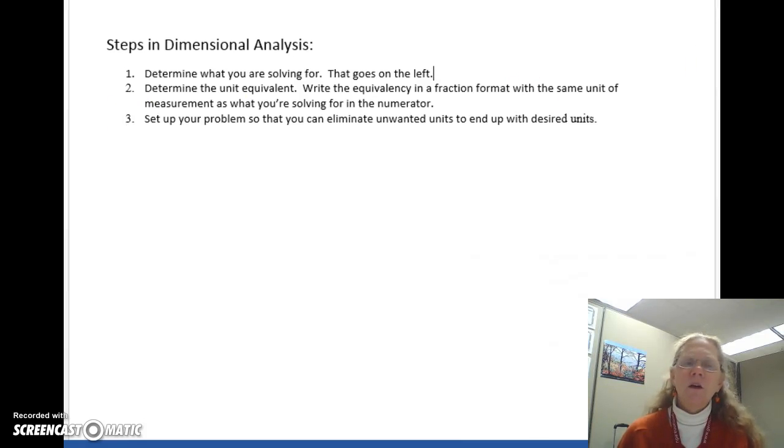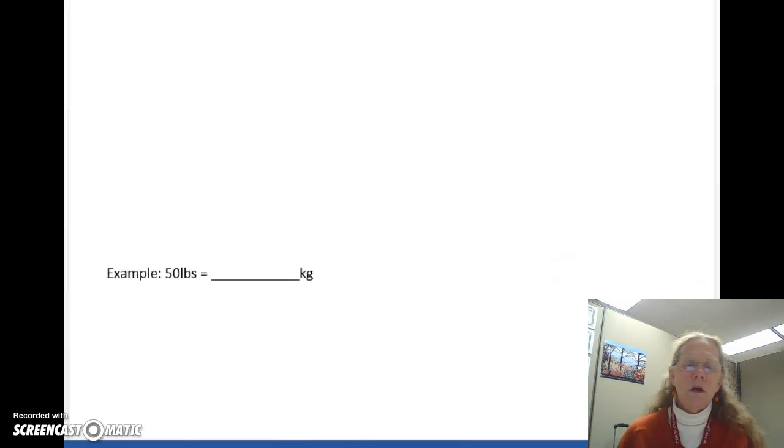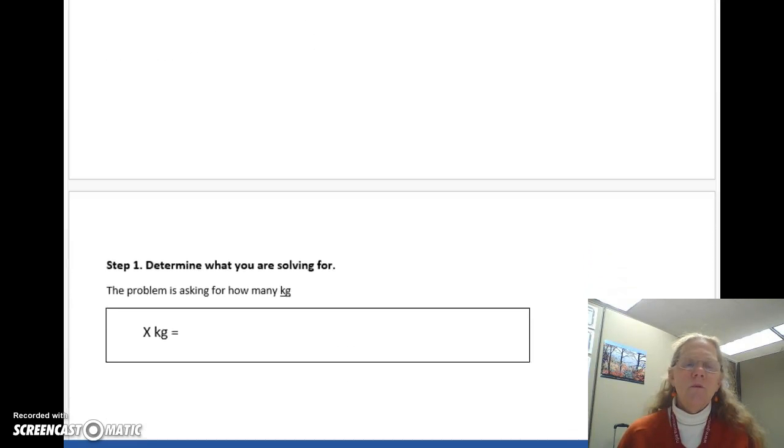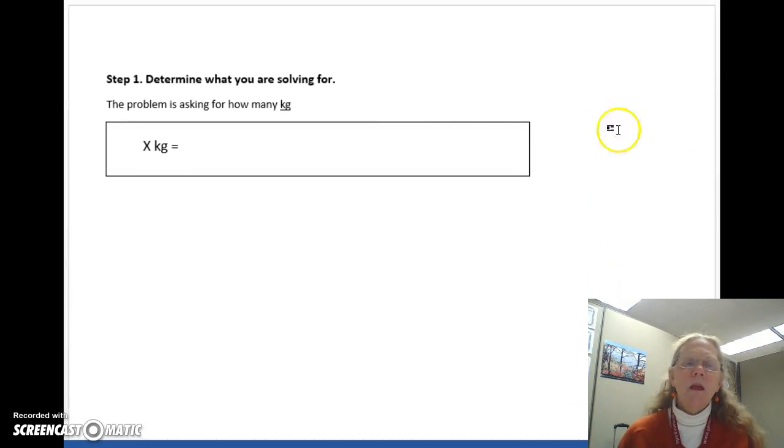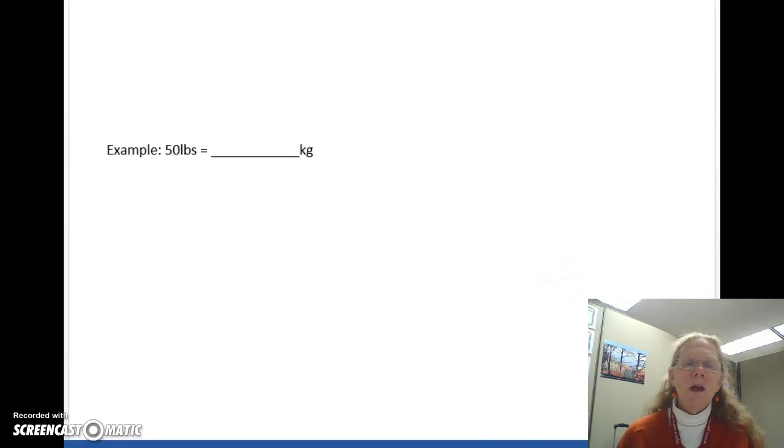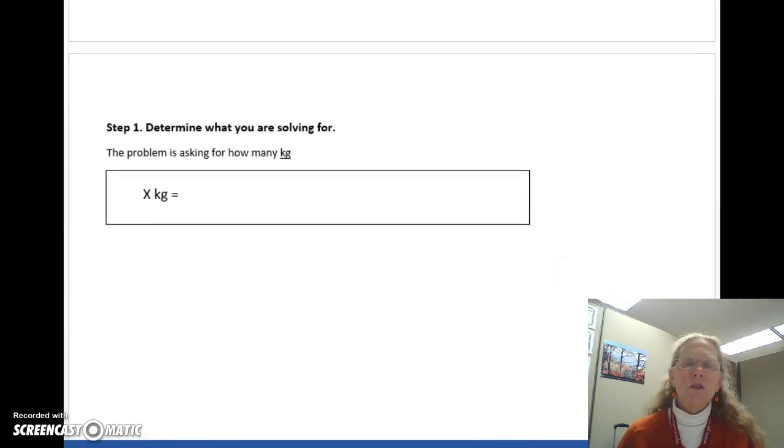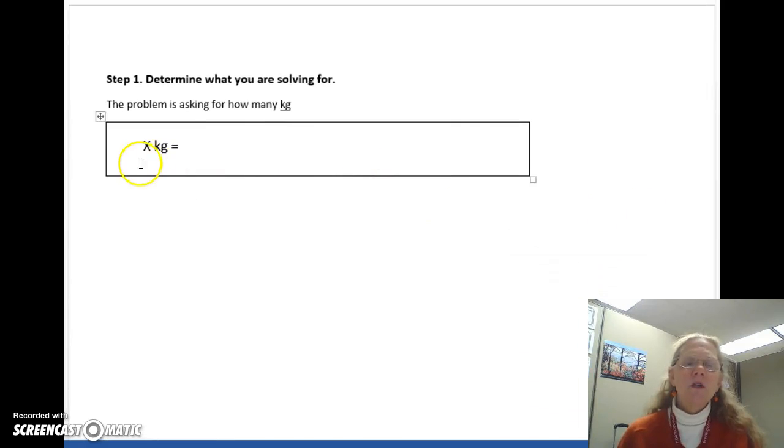So let's look at a very simple problem. I think that's always a good starting point. So in this very simple problem, we know that we have 50 pounds and we're trying to figure out how many kilograms that is. So looking at the first step, determine what you're solving for. So in this problem, we know we have 50 pounds and what we're trying to solve for is kilograms. So on the left-hand side, we put X kilograms, which means that that's what we're trying to figure out. How many kilograms is 50 pounds equal to?